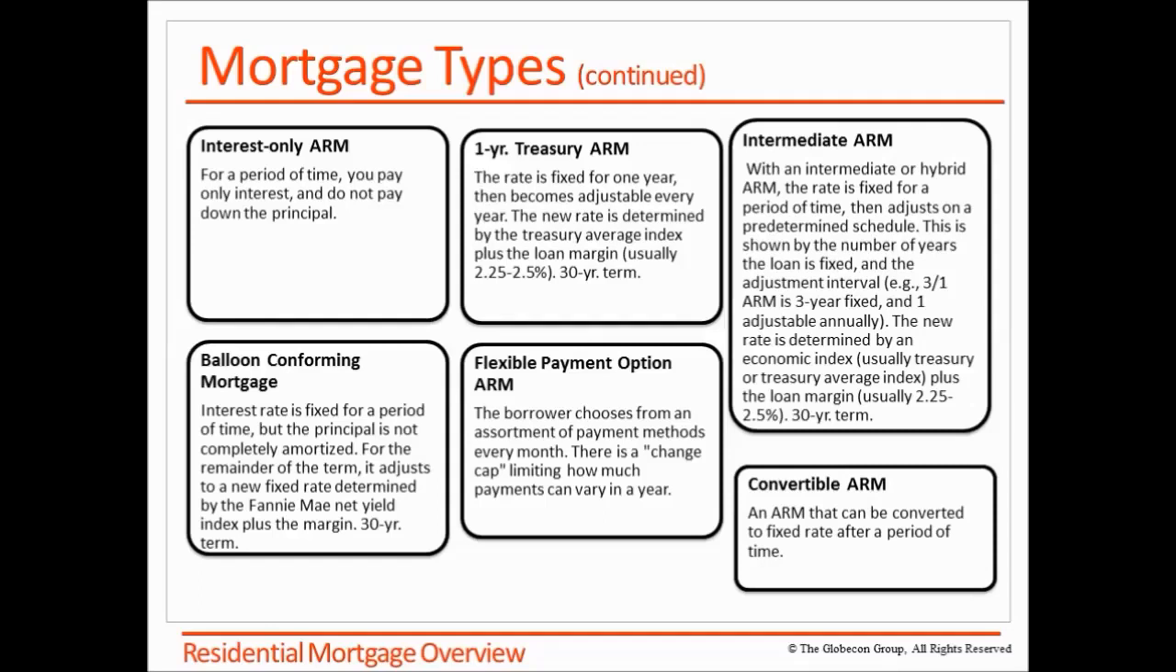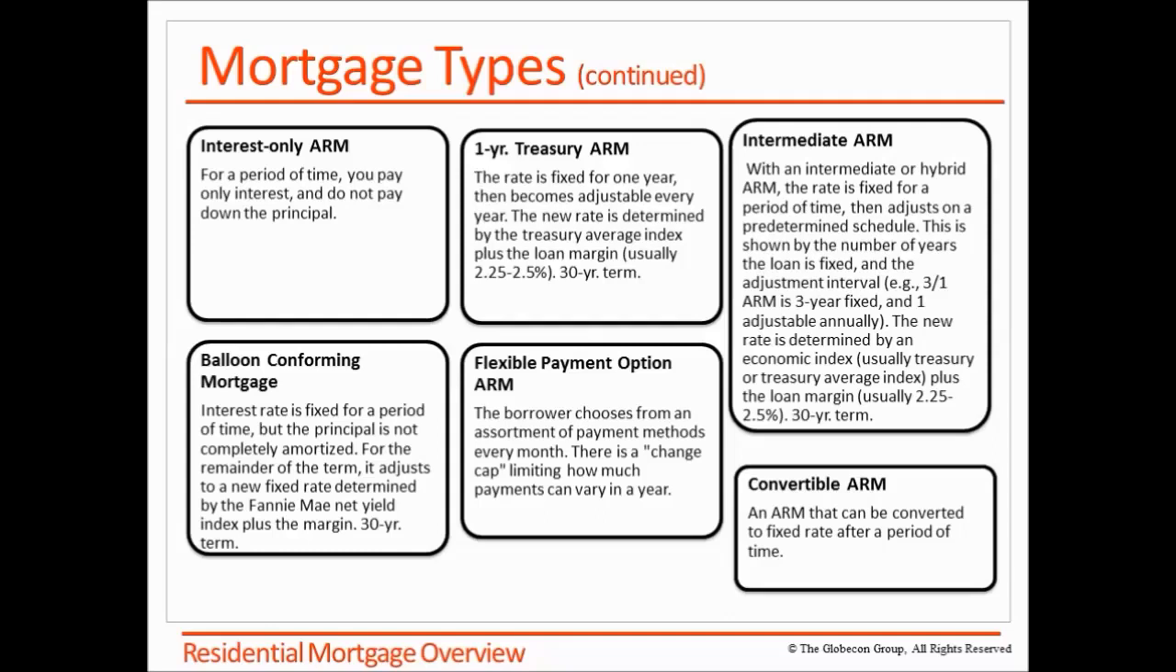Then we look at the flexible payment option ARM. And so this is where the borrower chooses from an assortment of payment methods every month. There is a change cap limiting how much payments can vary in a year. So this gives the borrower a lot of flexibility, but it might not pay down the loan as quickly as need be. And it can vary greatly because it is an ARM loan and it is an adjustable rate loan.